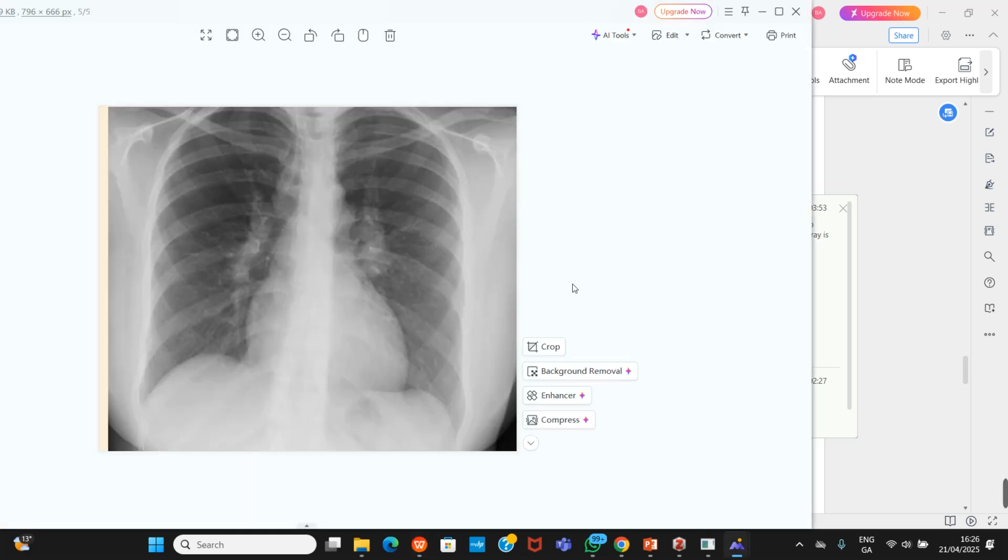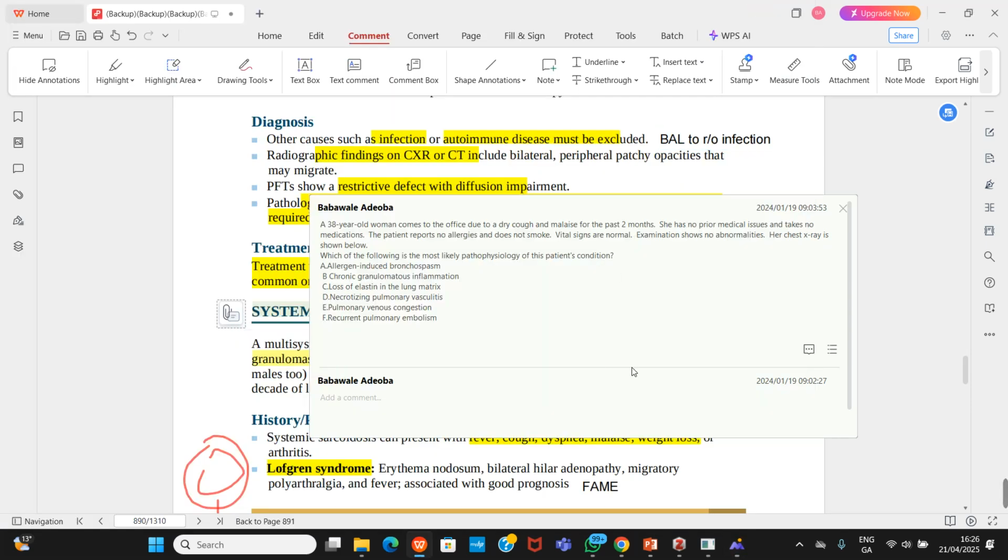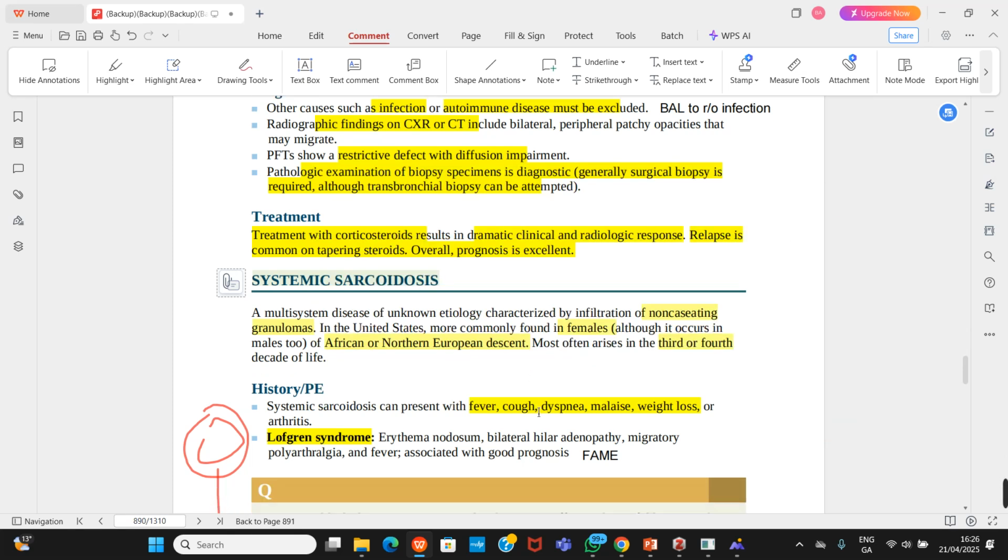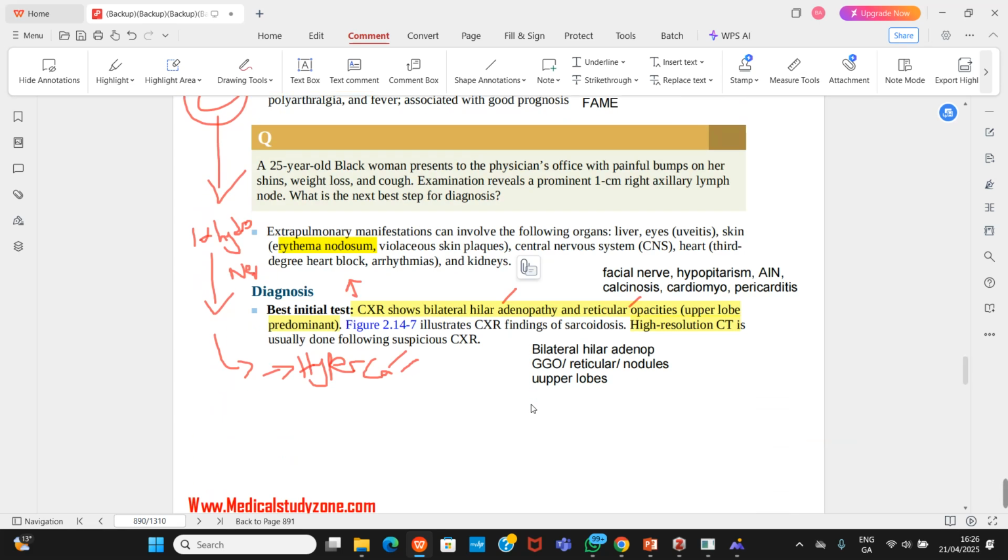I've seen the chest X-ray. Okay. Right. So you can see the adenopathy, bilateral adenopathy. So what's going to be our answer? Chronic granulomatous inflammation. So what are we going to give this patient? Steroid. Yeah. We can give steroid because of the symptoms, the cough and the malaise. Yeah. I agree with you. Okay.